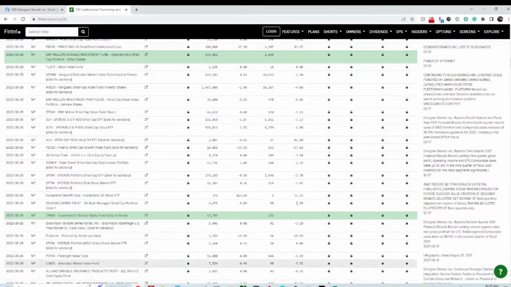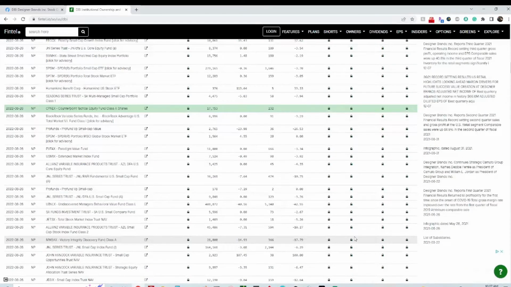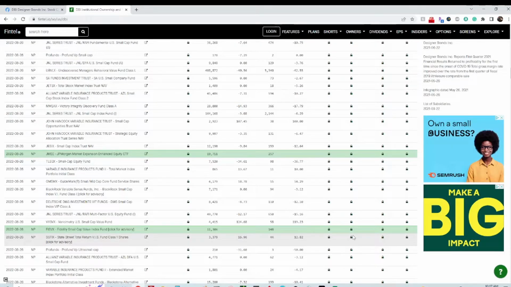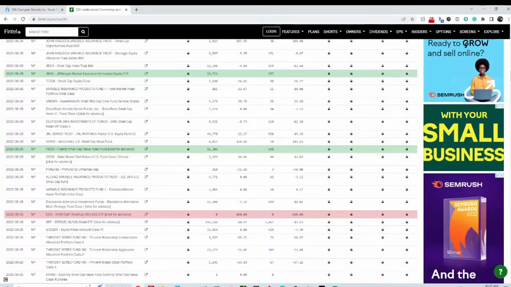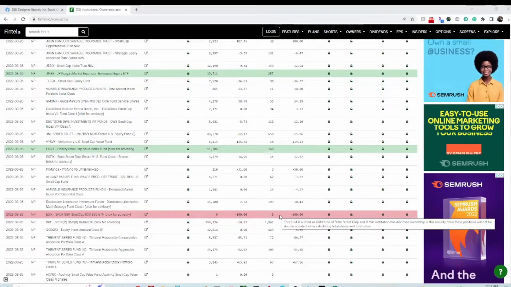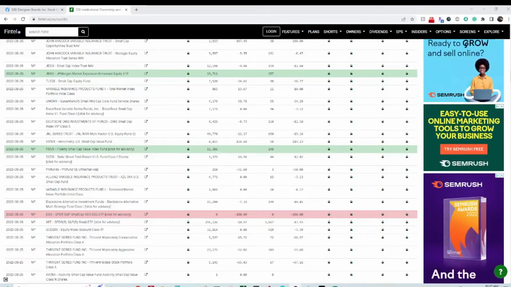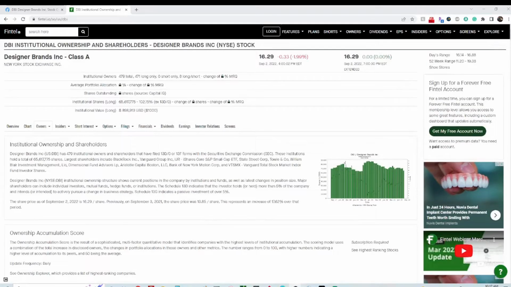So going back here, we can see there's a lot of selling. A lot of people are taking profits. This person went all the way out. This is the S&P Small Cap 600. They said, peace out, we don't want to be a part of this. End of August, that's fine.